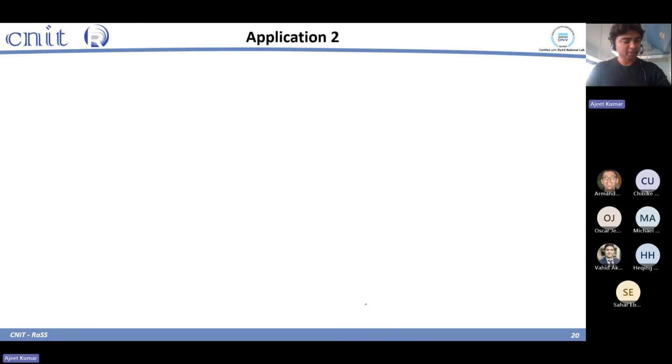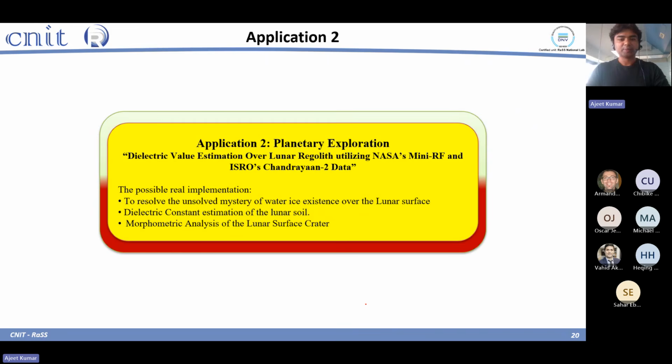So jumping to the other application, that is planetary exploration. This is connected to the previous theory which I have presented here, because we are taking some of the mathematical formulation from there, and we are trying to do the dielectric estimation of the lunar surface regolith. That is useful in resolving the mystery of whether water ice exists on the southern pole region or not. Or you can also do the morphometric analysis of lunar craters based on the dielectric estimation.